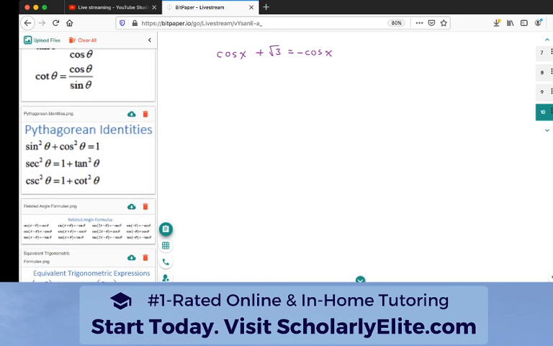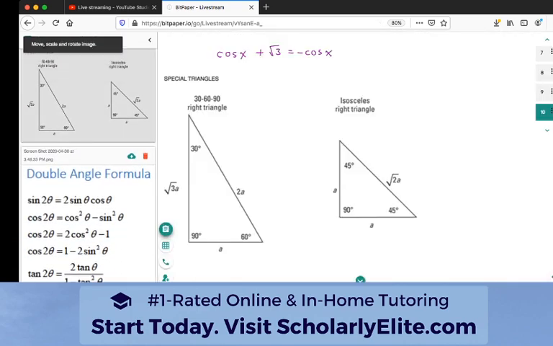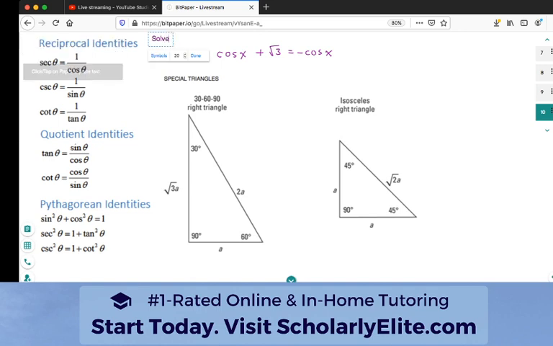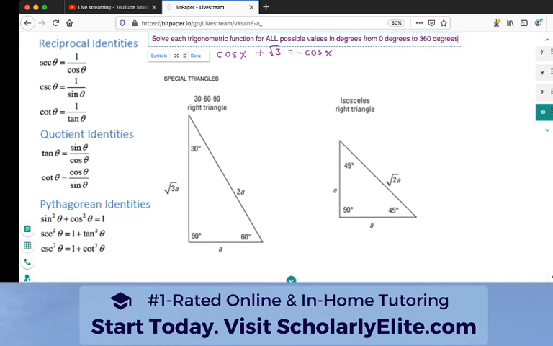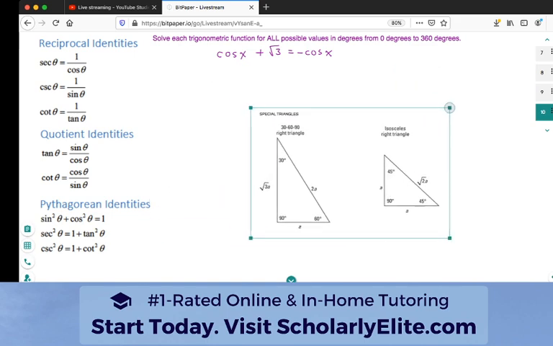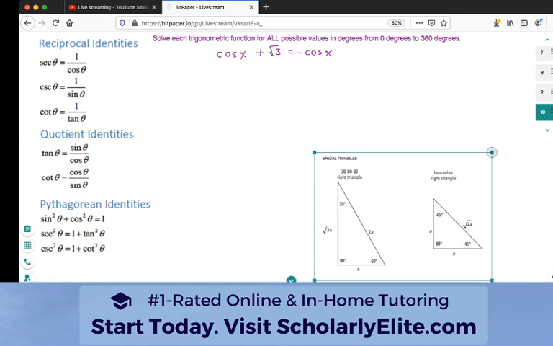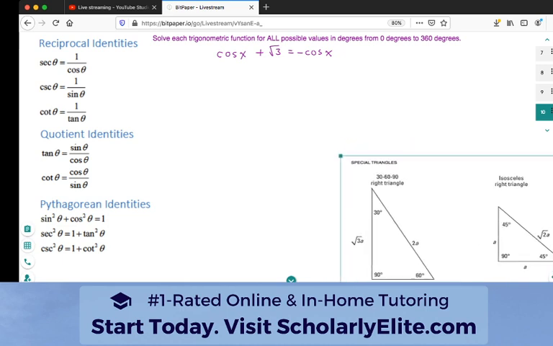Your teacher might not. You might have to give answers for like 0 to 720 degrees or whatever. And I'll show you how the questions are going to be phrased. So we have questions like this. You'll see the words associated with them say stuff like solve each trigonometric function for all possible values in degrees, from 0 to 360 degrees. Because again, as you know, when we have coterminal angles, then sometimes you can have angles that have the same identities, like all the way up to the thousands. We're not going to get into that today because I'm not trying to confuse anybody with my stuff here.